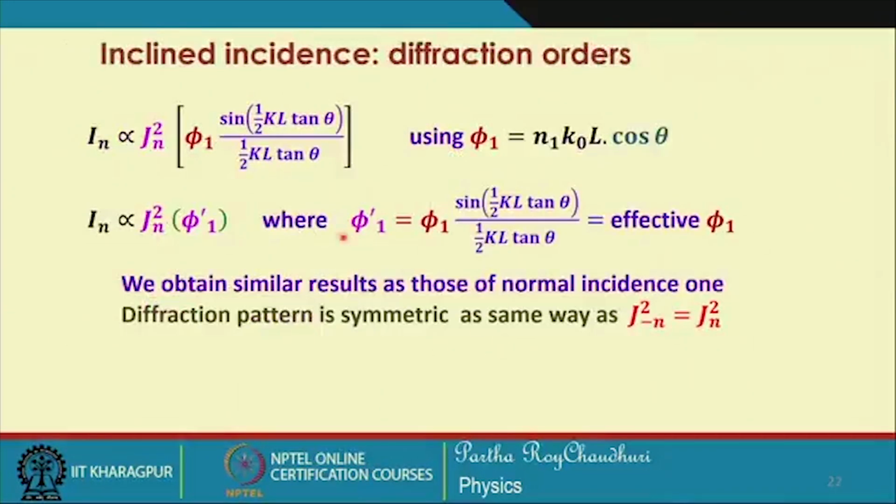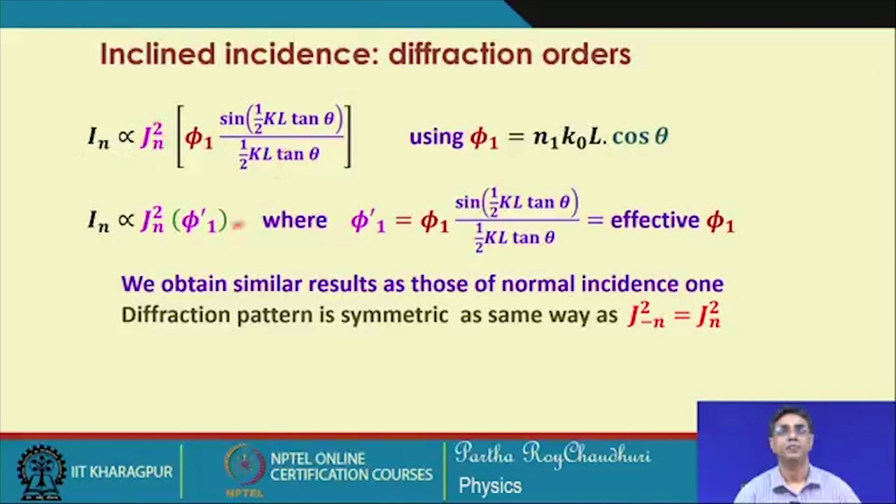From here we can write this equation, I_n is proportional to this, and therefore I_n is again proportional to J_n squared of phi, this quantity, for the oblique incidence, that is theta is constant for a given incidence, L is constant, k is constant. So this quantity is absorbed here in the form of phi dash, whereas this effective phi is this.